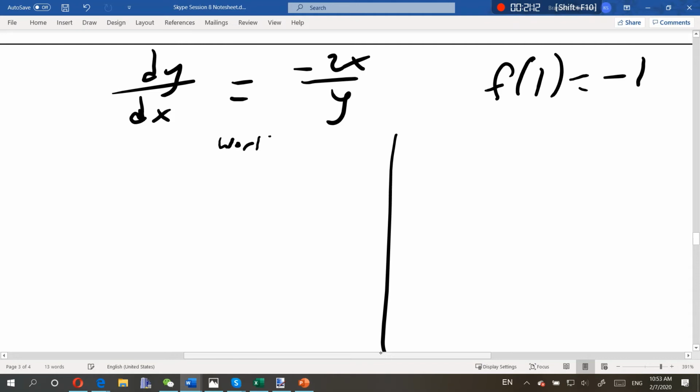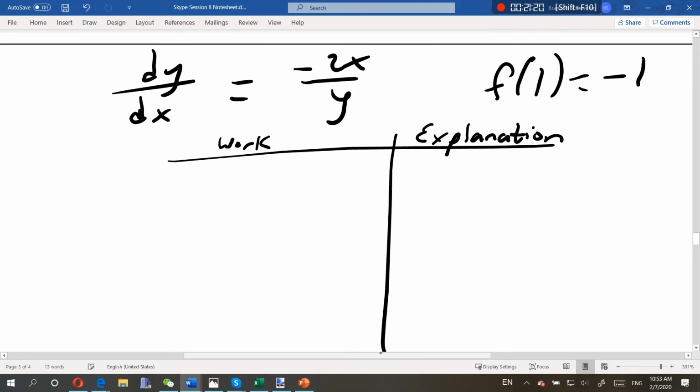What's a differential equation again? So a differential equation is an equation for the slope. So this is dy over dx, change in y over change in x, which is my slope. My slope is negative 2x over y. If I want to solve this equation, so my goal is to get y alone, what would I have to do?